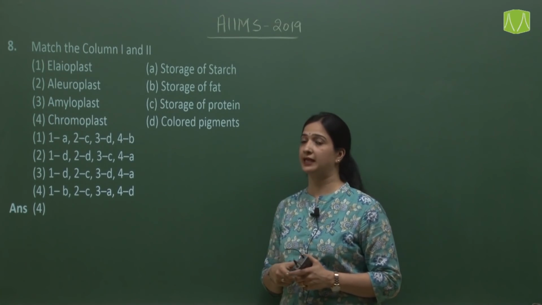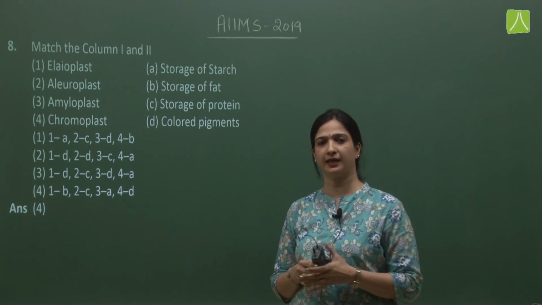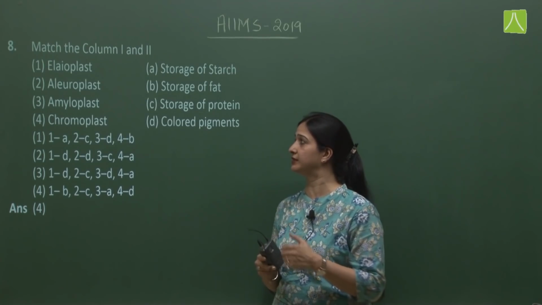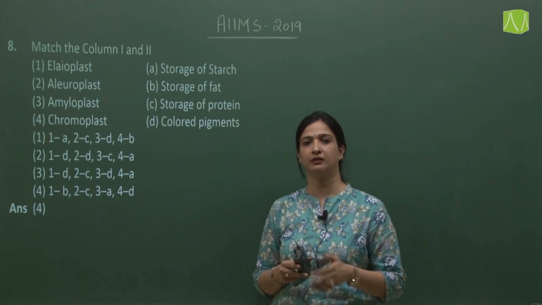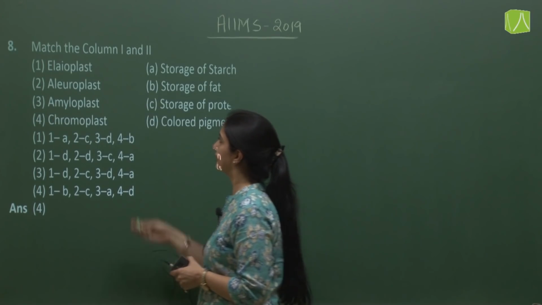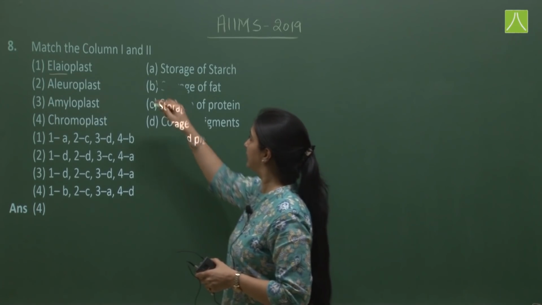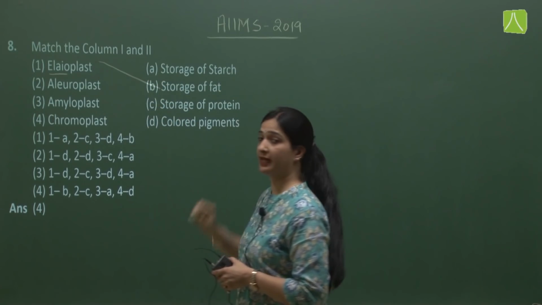Let us see question number 8. This is a match the column type of question which has been asked from cell biology. Different types of plastids are given and we have to match them with the corresponding function. So let us see elaioplast. Elaio refers to fat. This is related to the storage of fat.